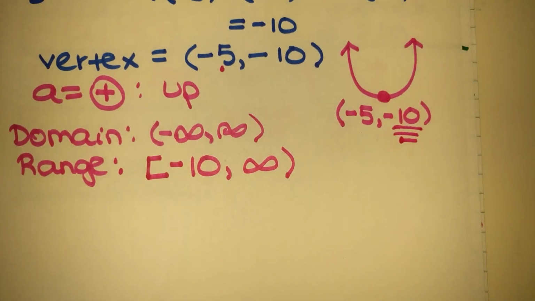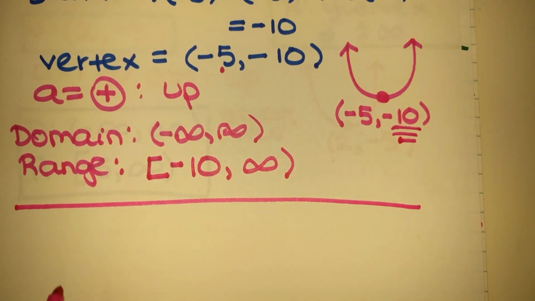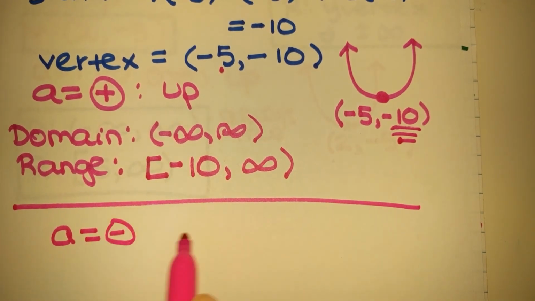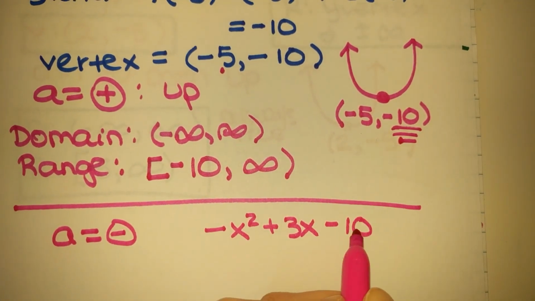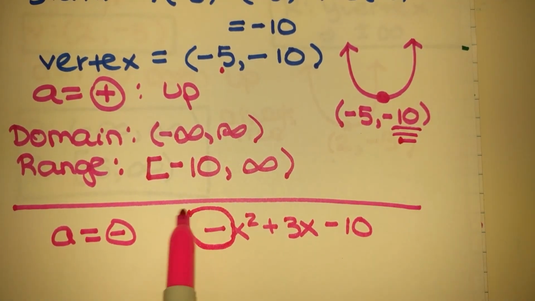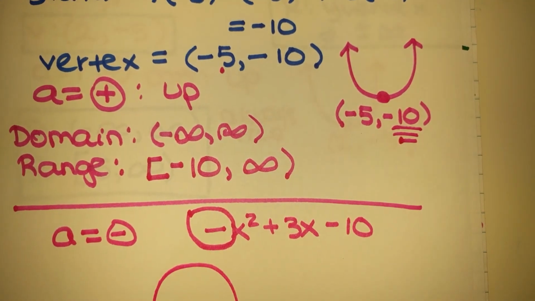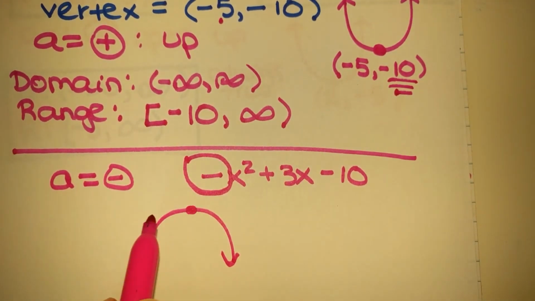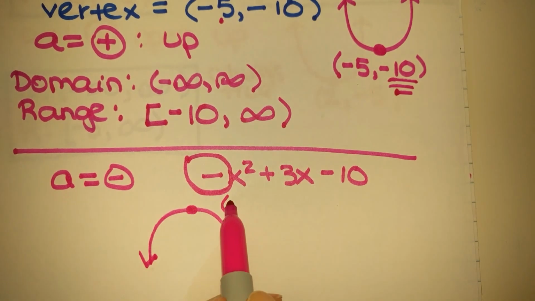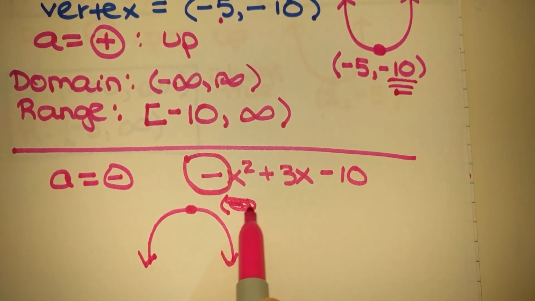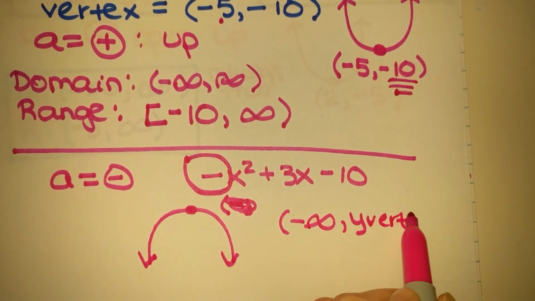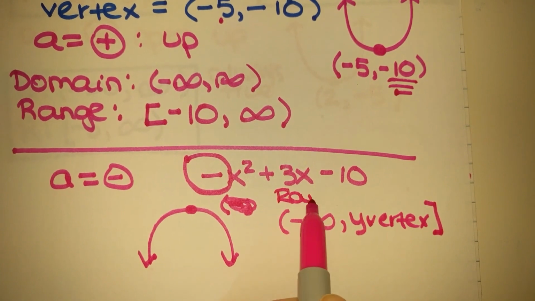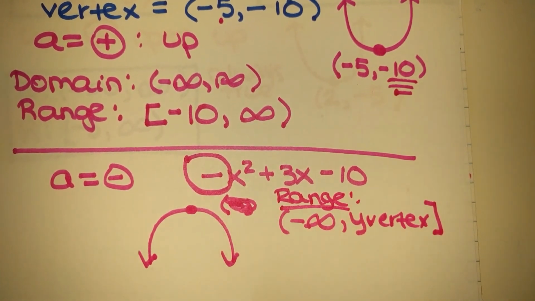Now, just as one quick side note, if your parabola opened down, then your a would, of course, be negative. So you'd have something like negative x squared plus 3x minus 10, for example. Because of that negative there, that tells you that your parabola opens down. And so that's going to impact what your range is, because now the vertex that you have will have negative infinity to the y vertex. So the negative infinity will come for the range when you're looking at a parabola that opens downwards.